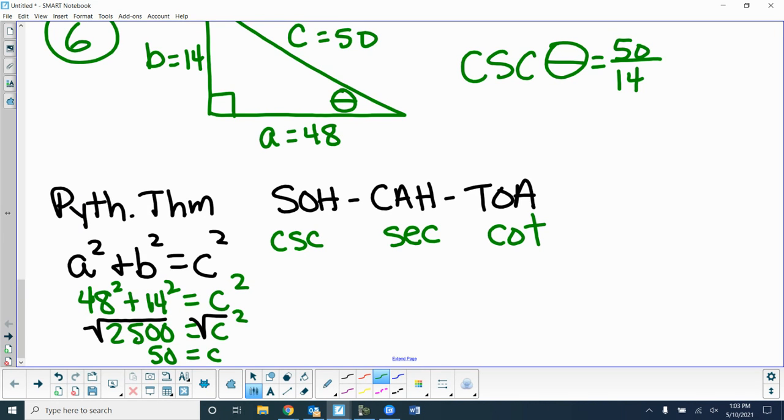No, so what should I do with that fraction? Reduce it, right? What's 2 into 50? What's 2 into 14? Is that one of my choices? Yeah, what choice? A. All right, so number 6 would have been A. Questions? Remember that stuff? Hopefully.